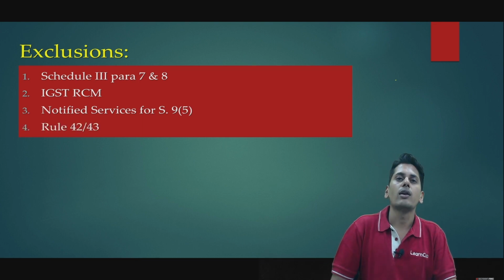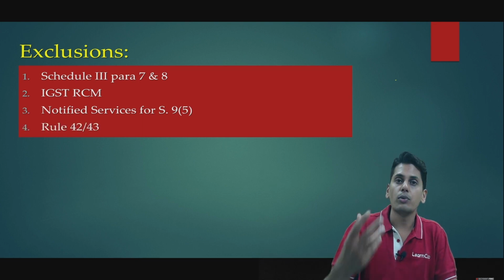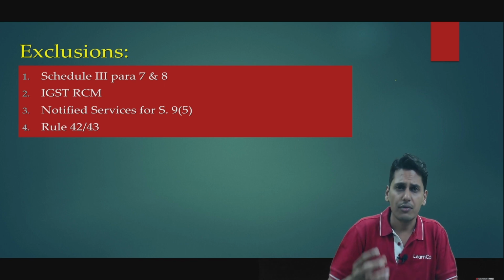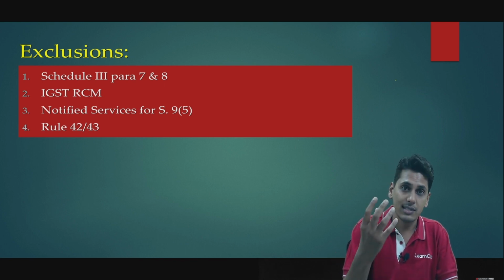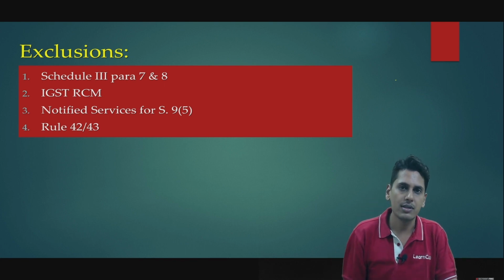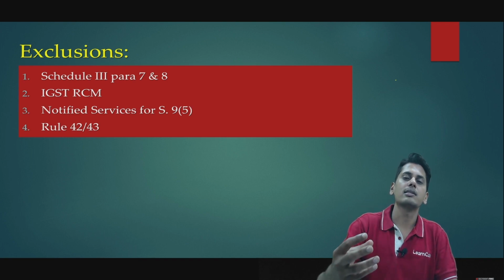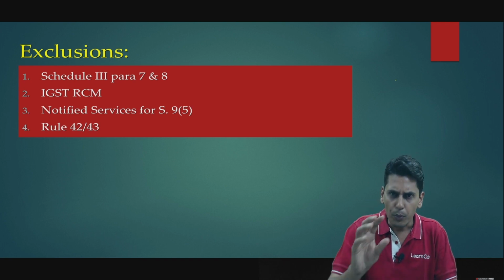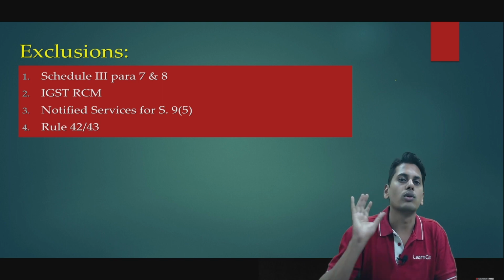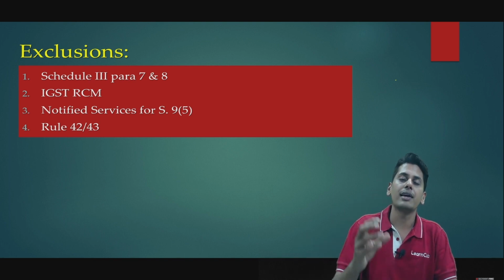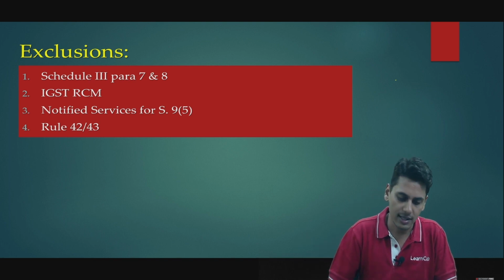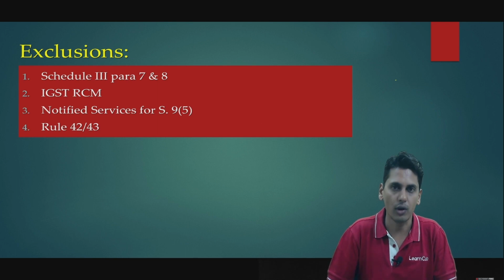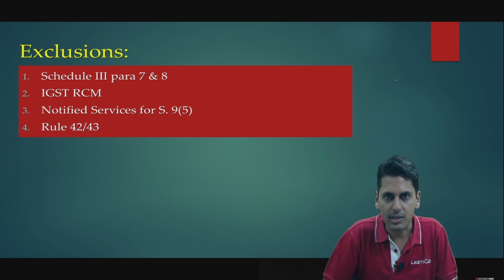Rule 42 and Rule 43. So the proportionate input tax credit calculations, wherever input tax credit is commonly used for business and non-business, commonly used for making taxable as well as exempt supplies, proportionate input tax credit is only eligible. The methodology of calculating that proportionate input tax credit is there in Rule 42 and Rule 43. This Rule 42 and Rule 43 is not a part of your syllabus.